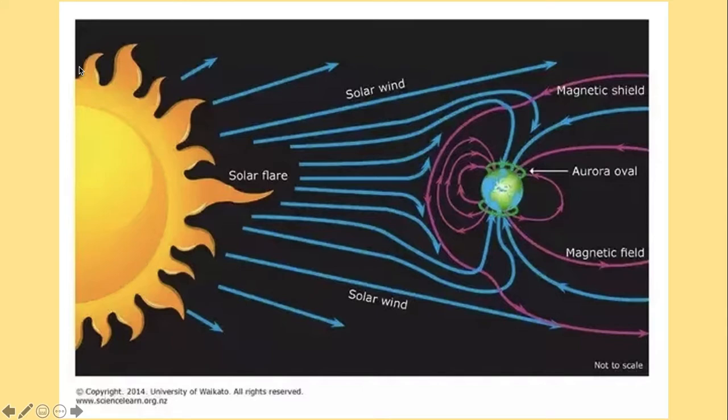If it weren't for the magnetic field, some of the more harmful radiation from the sun would get to us on Earth, but because we have a magnetic field, we are more protected.